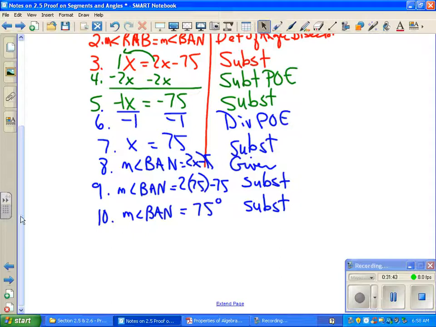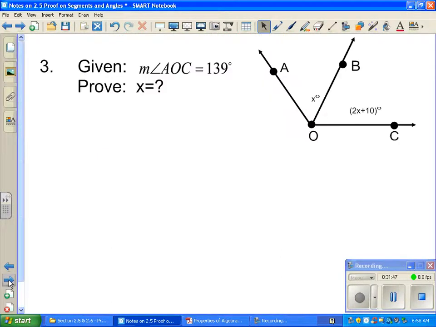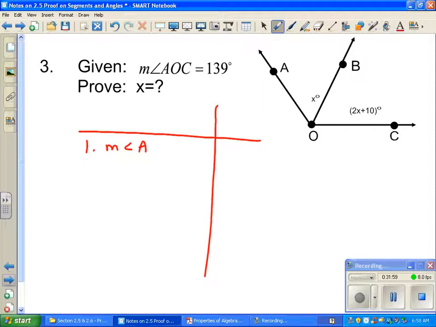I think we have one more proof problem to look at. And this one is more related to what we looked at before, where you put two angles together and find the total. So let's start off with our given. Number 1 is the measure of angle AOC equals 139.